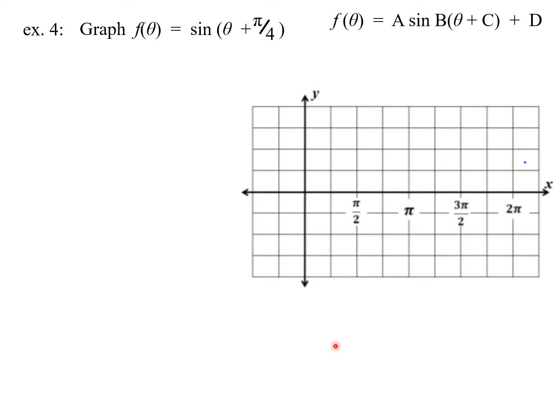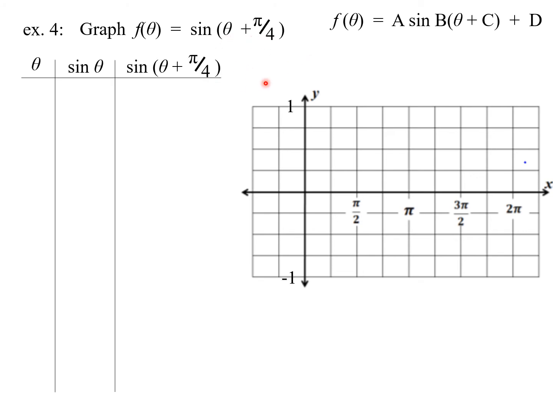Okay, one more example. We're going to graph this function, sine of quantity theta plus pi over 4. All right, so let's get ourselves a table of values. And looking ahead, I'm just going to scale it like this. Now, at 0, the sine of 0 is 0, but we're not really interested in that. We're interested in the sine of theta plus pi over 4. 0 plus pi over 4 is the sine of pi over 4. And the sine of pi over 4 is root 2 over 2. So at theta equal to 0, the value of the function is right about there, 0.707.